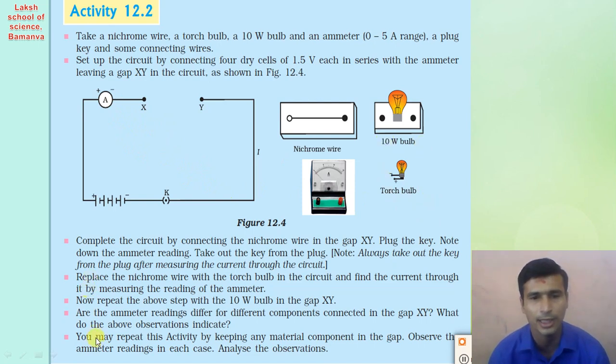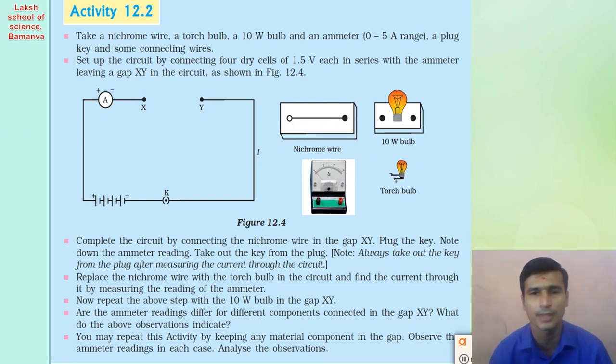Now repeat the above step with the help of the 10-volt bulb in the gap. Remove this torch bulb and connect the 10-volt bulb in the XY gap and measure the electric current passing through the 10-volt bulb. Similarly, we can take other components also, right? Place them in the XY gap and measure the electric current. We can take a different wire. Instead of this nichrome wire, we can take a copper wire also, or an aluminum wire also. We can take a thick wire, a thin wire.